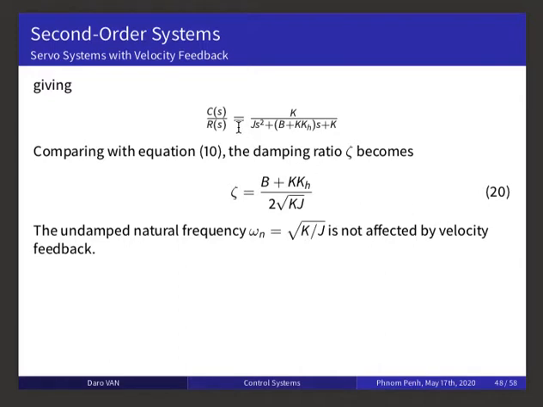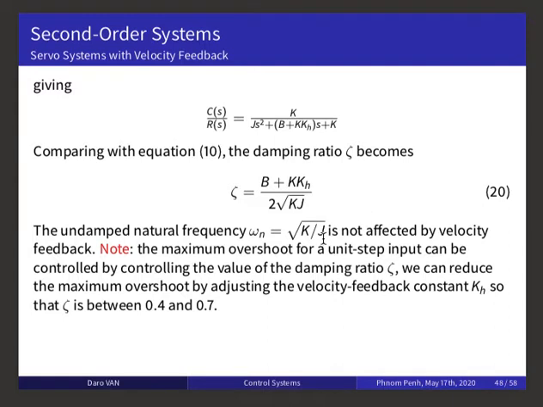This gives the transfer function C(s) over R(s). Comparing with equation 10, the damping ratio zeta becomes this one. You can see the undamped natural frequency omega n is the square root of K over J, and it is not affected by velocity feedback. It does not involve Kh.